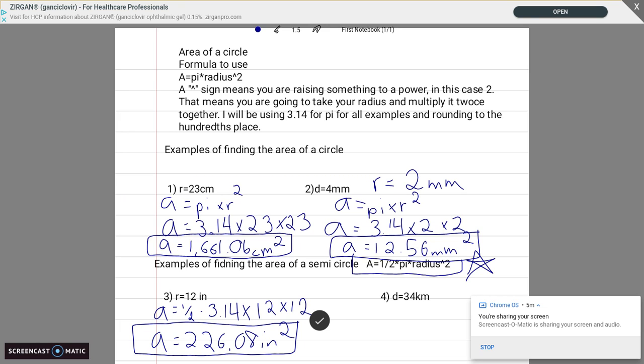So let's look at number 4. We are given a diameter here. First thing we need to do is find our radius. 34 divided by 2 is going to give me 17. So my radius is 17 kilometers.